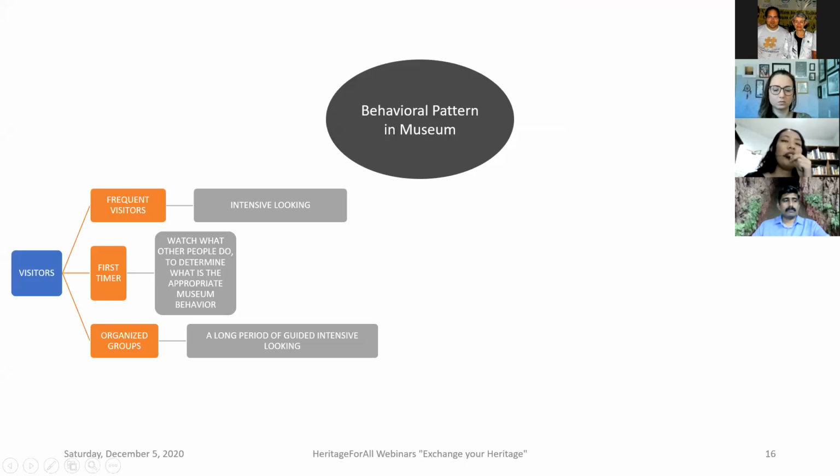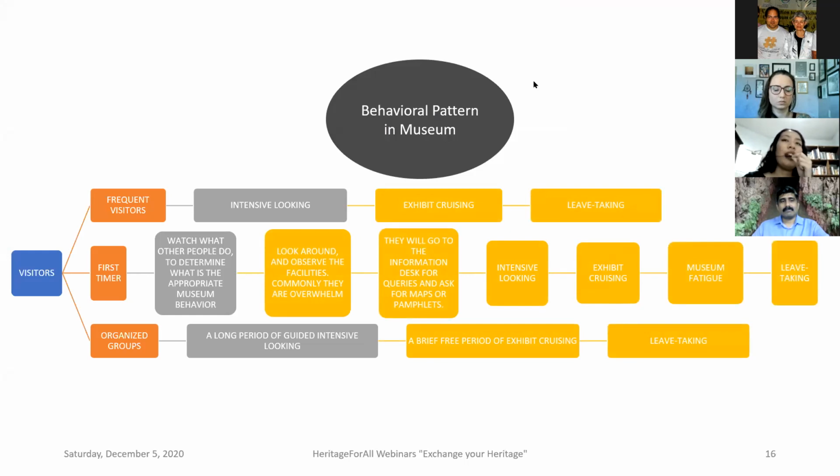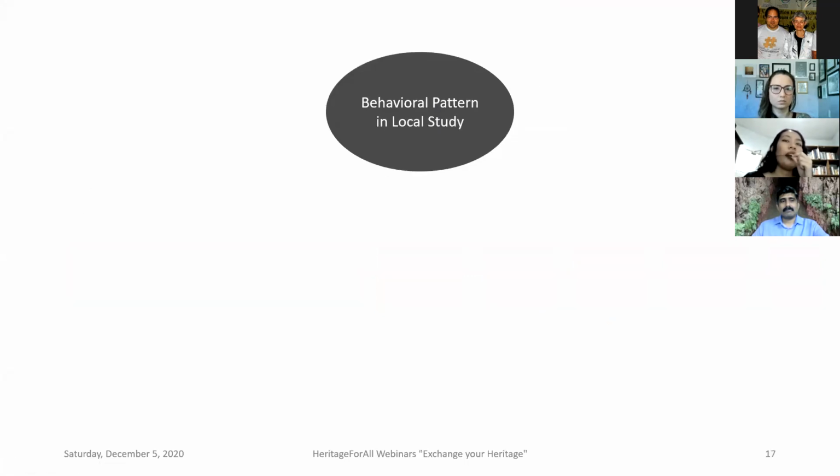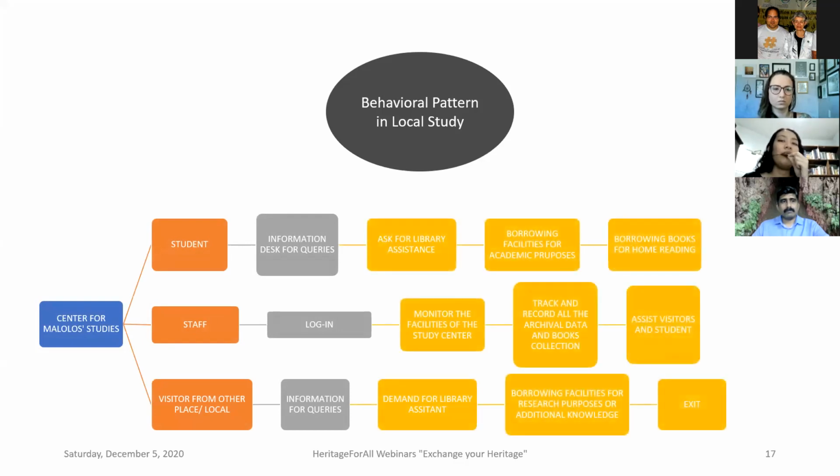If it is converted into a museum, it is important to study the behavioral pattern in a museum. I discovered that there are three types of visitors: frequent visitors, first timers, and organized groups. There will also be a local study center, so this water tank can also be a center for Malolos studies. These are just the behavioral patterns. So that is the end of my presentation.